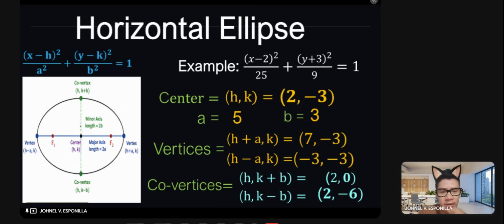Okay? So anong ibig sabihin nito? Na yung taas po ng horizontal ellipse ay makikita sa 2, 0, nasa x-axis. Tapos yung babang bahagi ng horizontal ellipse natin makikita sa 2, negative 6. And that is quadrant 4. So yun lang po ang paraan para hanapin po yung mga parts na to.